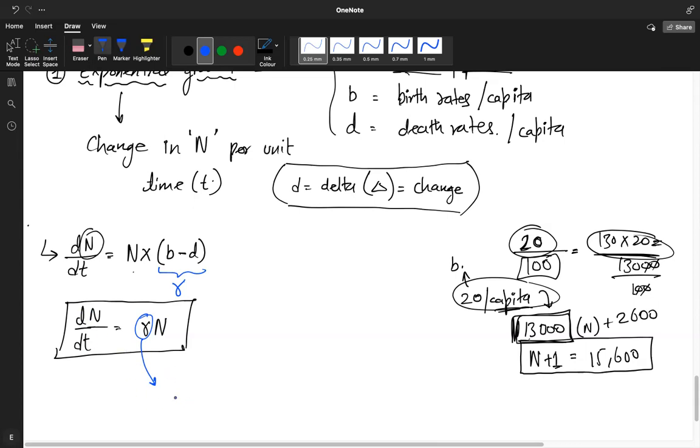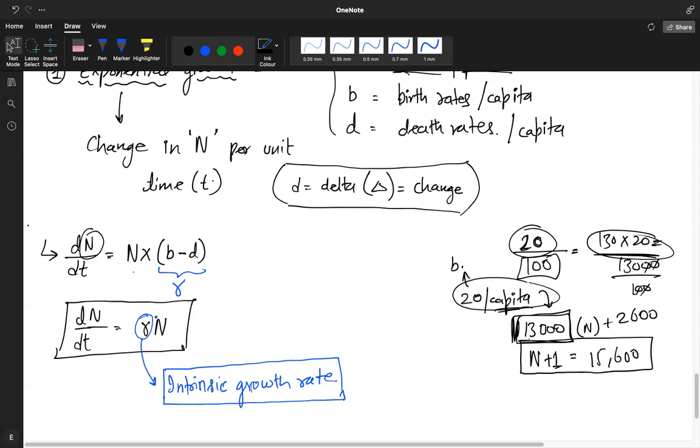So R basically is called intrinsic growth rate. If we can find the R for any population, tiger population, whatever you are doing your ecological research on, you just have to find the R for that population, and then you multiply it with the population you want to begin with, and you will get to know that over time the population will increase or decrease. Is that clear?